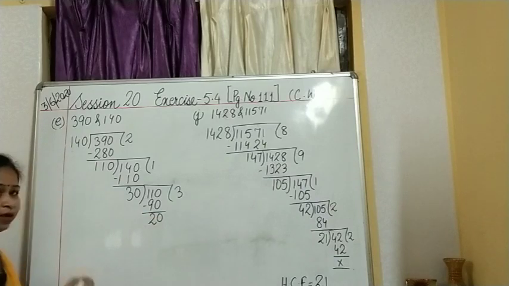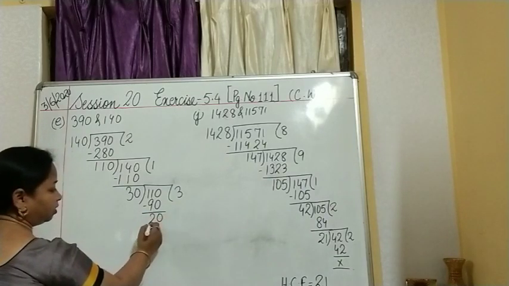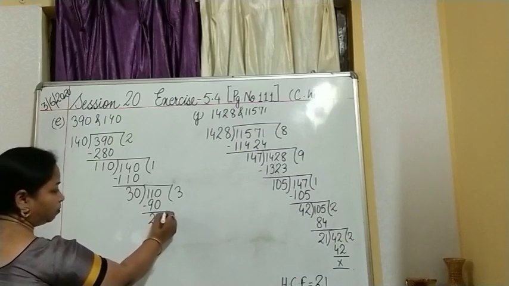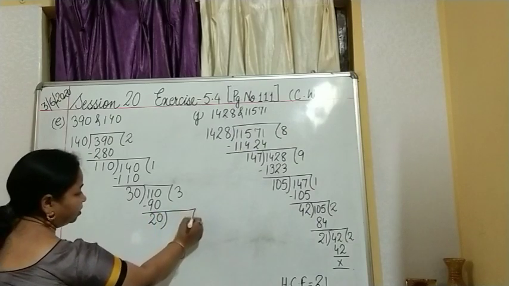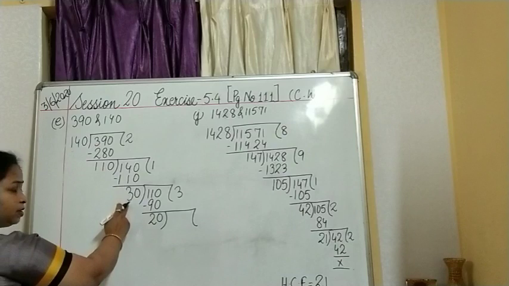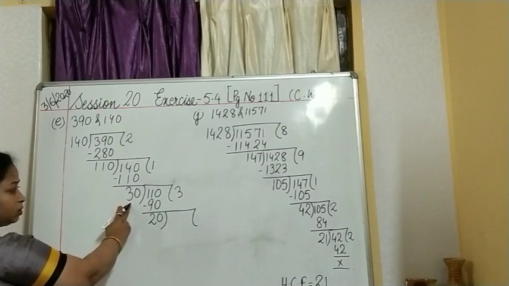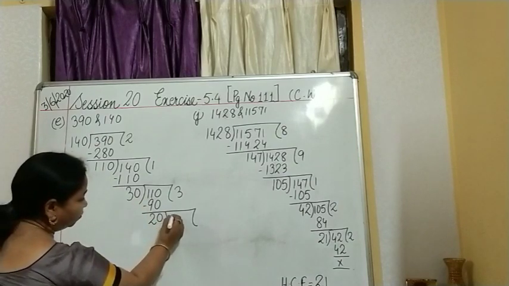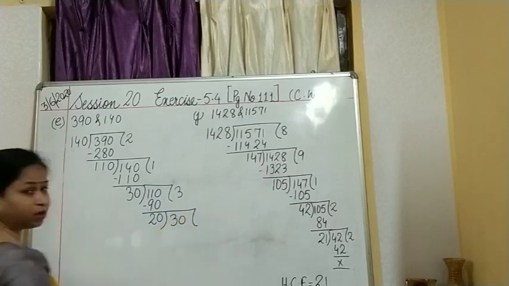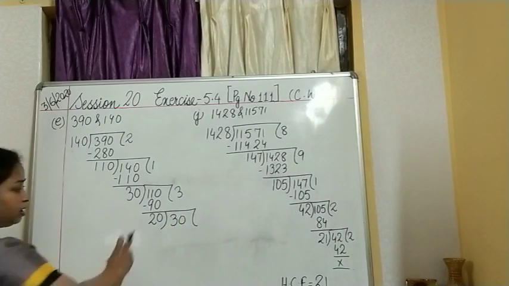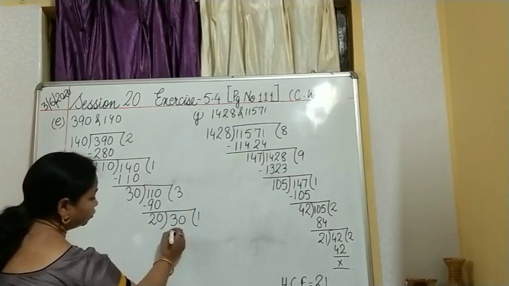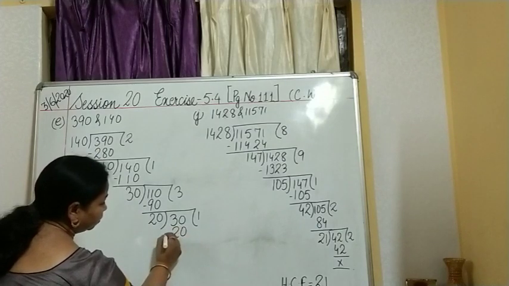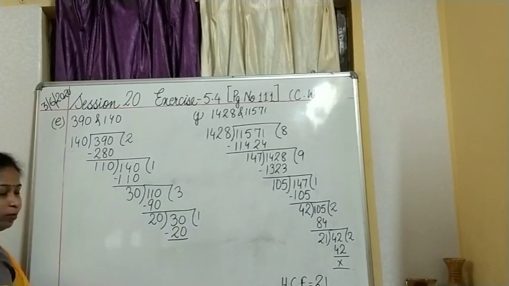What are you going to get here? 20. Again we have got a remainder. Again we have to start. So this remainder will play the role of a divisor. The divisor 30 will come over here and change into dividend. Now 20 ones are 20. Oh, again you are going to get a remainder.